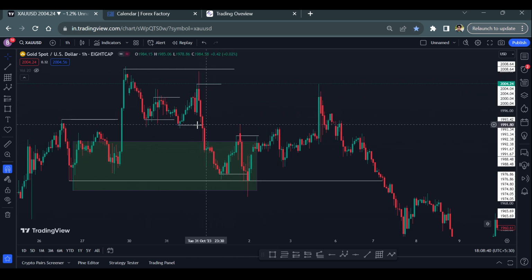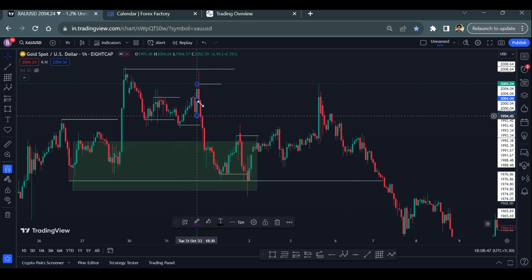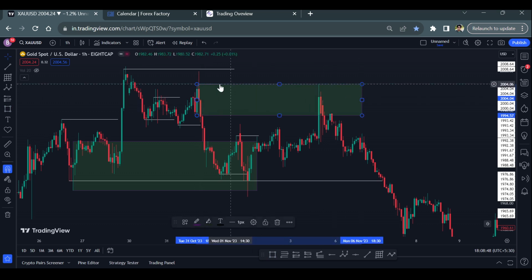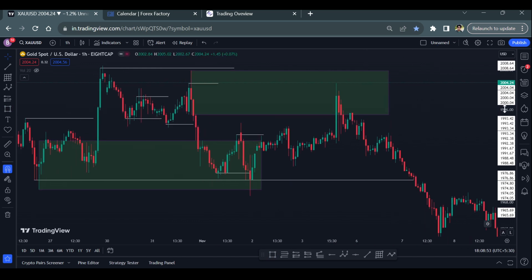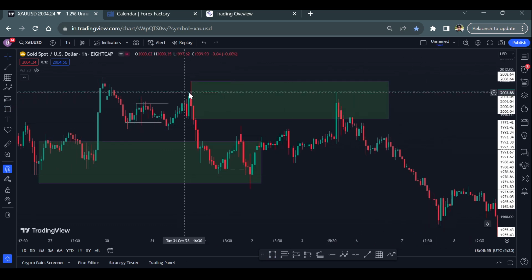After this we have this supply zone. If I mark my supply zone here, market will not go anywhere. This is our high point. So to invalidate this, we have a very simple rule. Whenever this high is taken off, whenever the body closing happens above this high, you don't need to wait for your stop loss as well.